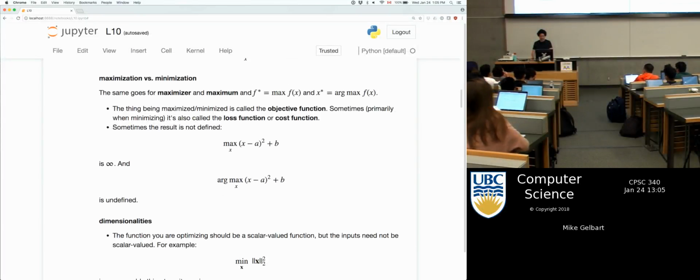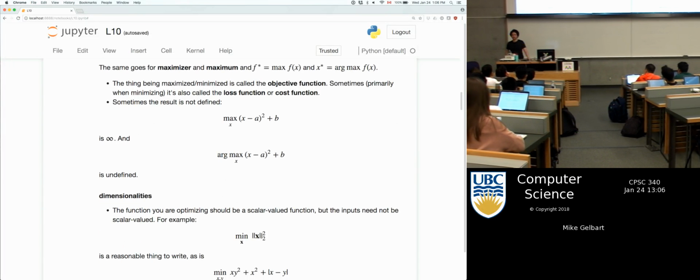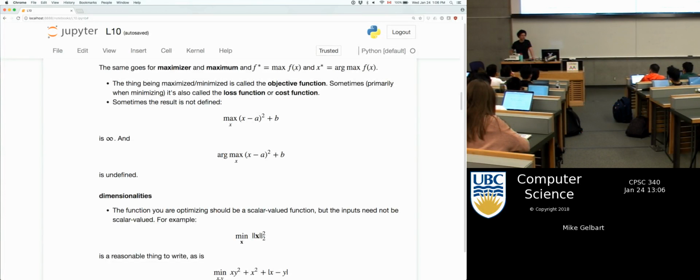Okay, this is a bit of a technicality. Maybe it's not that important, but the result of an optimization problem might not always be defined. If I'm maximizing this quadratic, I can just keep making x bigger and bigger. And so we could say it just goes to infinity, and there is no well-defined maximizer here. We just keep making x bigger towards positive or negative infinity in this case.